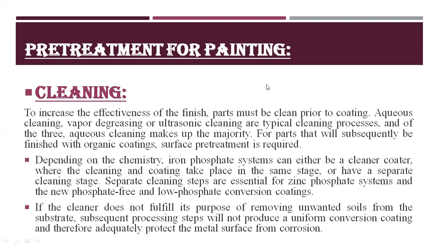Depending on the chemistry, iron phosphate systems can either be a cleaner coater, where the cleaning and coating take place in the same stage, or have a separate cleaning stage. Separate cleaning steps are essential for zinc phosphate systems and the new phosphate-free and low phosphate conversion coatings. If the cleaner does not fulfill its purpose of removing unwanted soils from the substrate, subsequent processing steps will not produce a uniform conversion coating and therefore adequately protect the metal surface from corrosion.